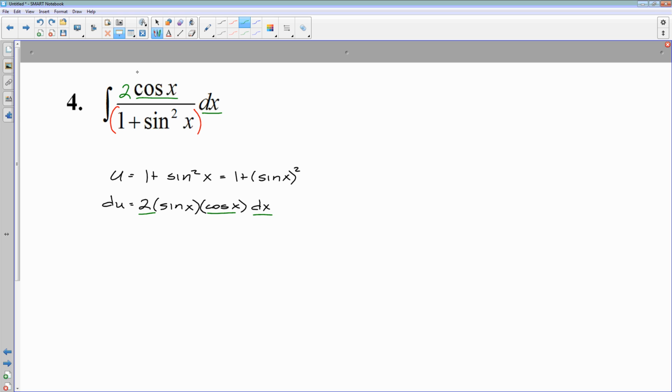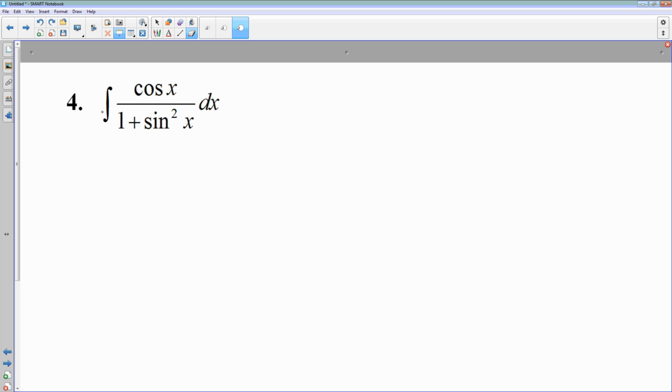I do not have my du in the problem, so that means I need to erase this, and we're going to start over. We need to pick something else for u. And your du, any derivative that you see, really determines what you pick for u. What I'm looking at is this cosine in the numerator. In my mind, I know that the derivative of sine x is equal to cosine x, right? And that's kind of what's playing around in the back of my mind.